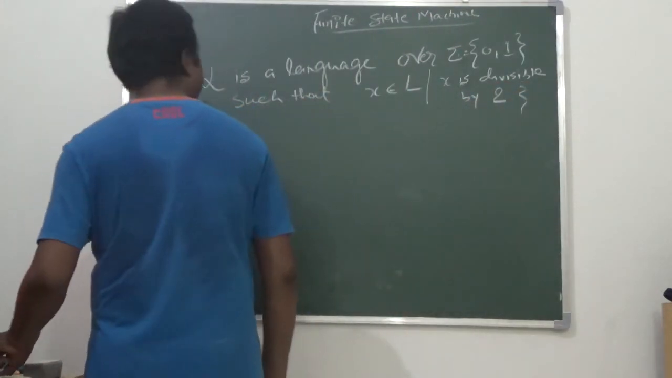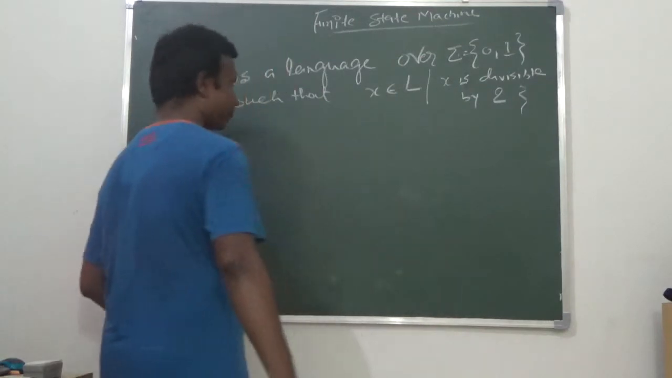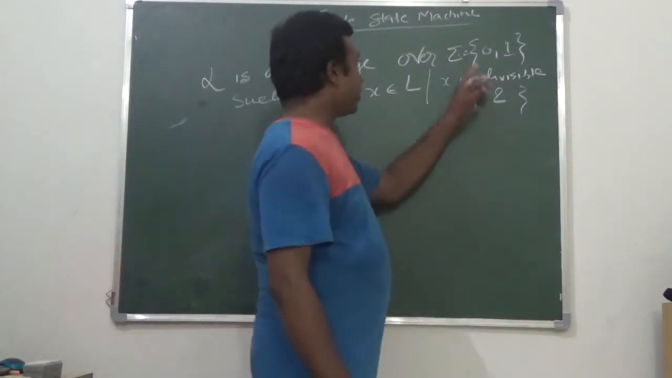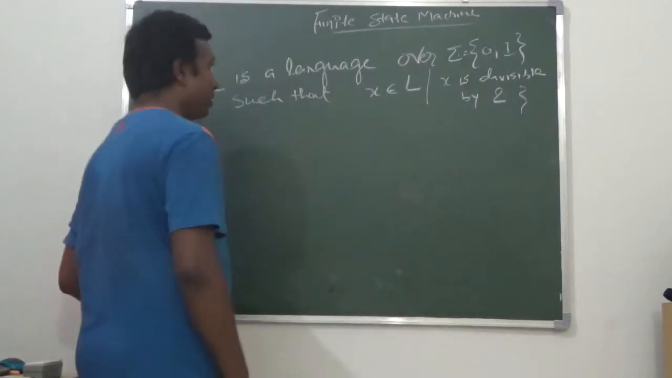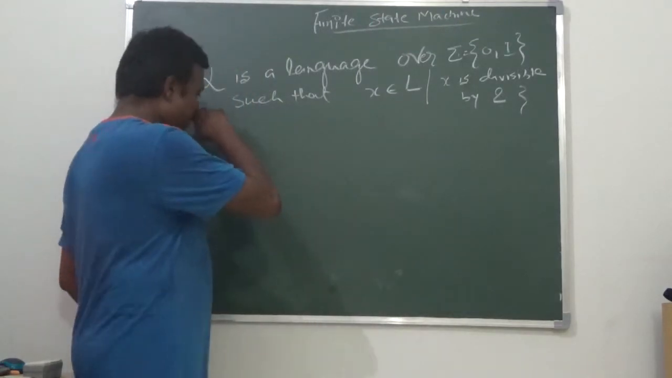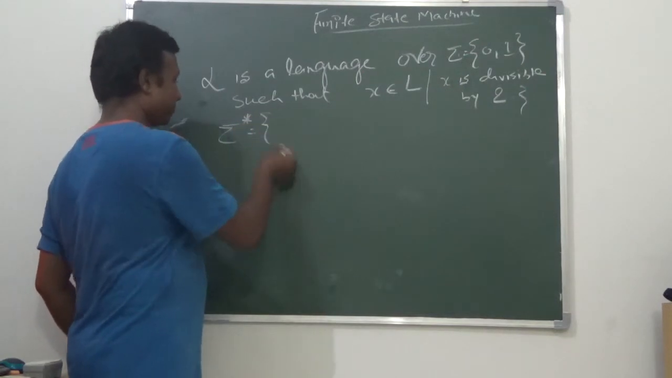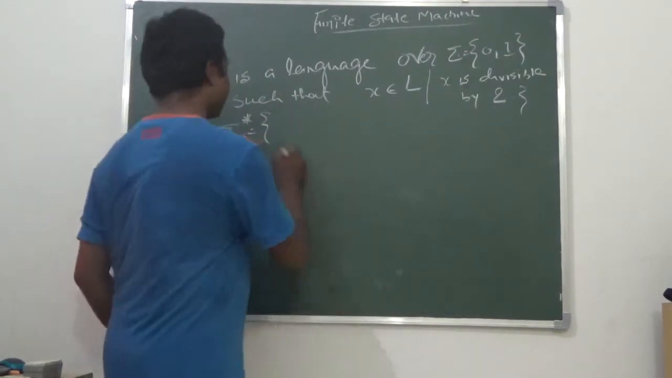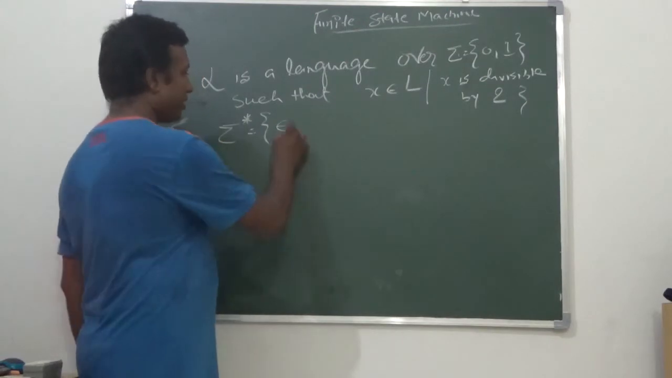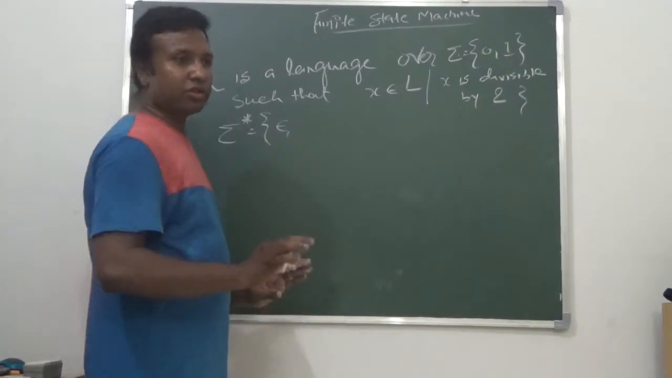X is divisible by 2. Here the sigma is 0, 1. 0, 1 means it is kind of binary. So let's write sigma star first as usual. So sigma star is epsilon. Epsilon means empty string. There is nothing, no 0, no 1.